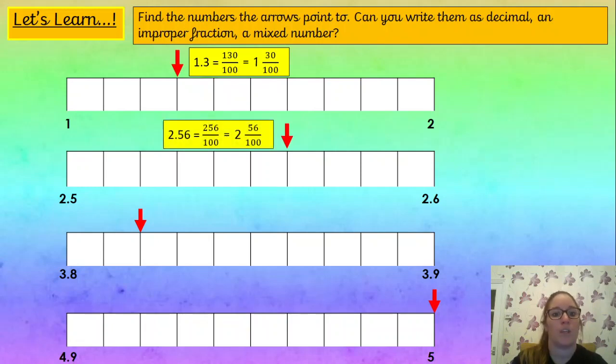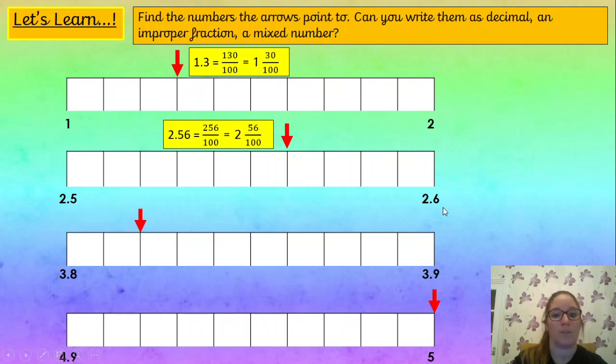Okay, number 2, 2.56. Okay, so this time it's just one decimal place. This one's using 2, it's using tenths and hundredths. So 2.5, 2.51, 2.52, 53, 54, 55, 56. So it's 2 and 56 hundredths. 2.56 is 256 over 100, which is 2 wholes and 56 hundredths, because we know our number is bigger than 2.5 but smaller than 2.6.